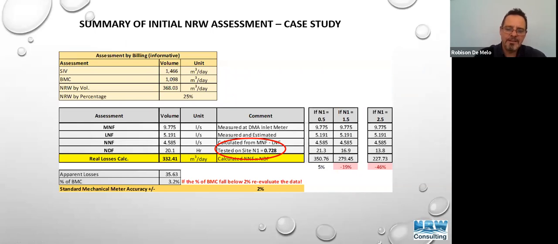So my point is it's very important for us to start doing the N1 test on site, to drop the pressure, evaluate it, and calculate the N1, so you have a more realistic NRW assessment of the area.